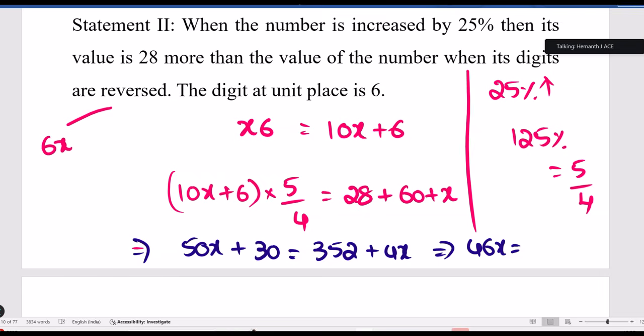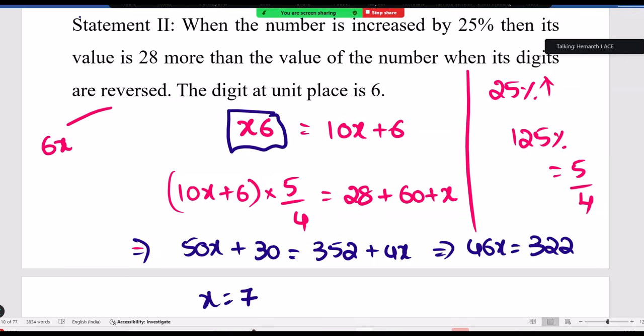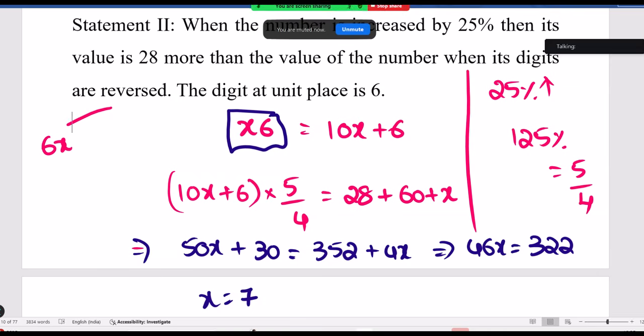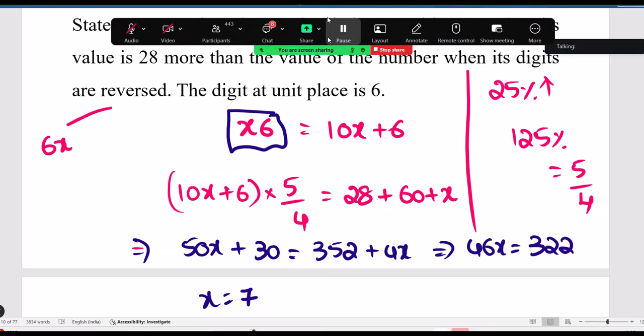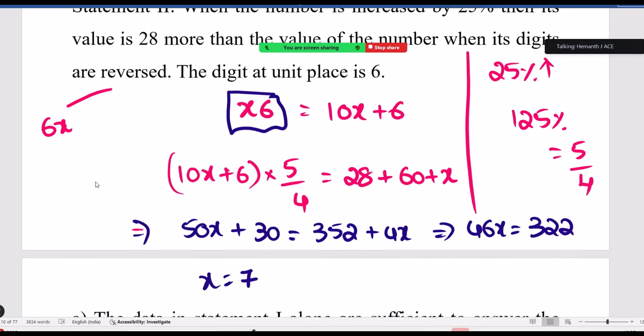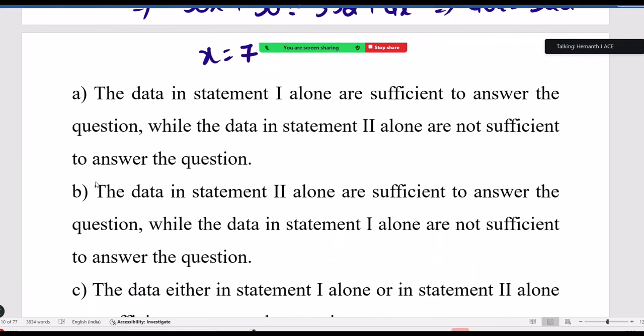When you calculate the x value, you can find x is satisfying for 7. Now the two-digit number is nothing but 76, right? Check here, we got 76 or not. You can say the answer is that statement 2 alone is sufficient.